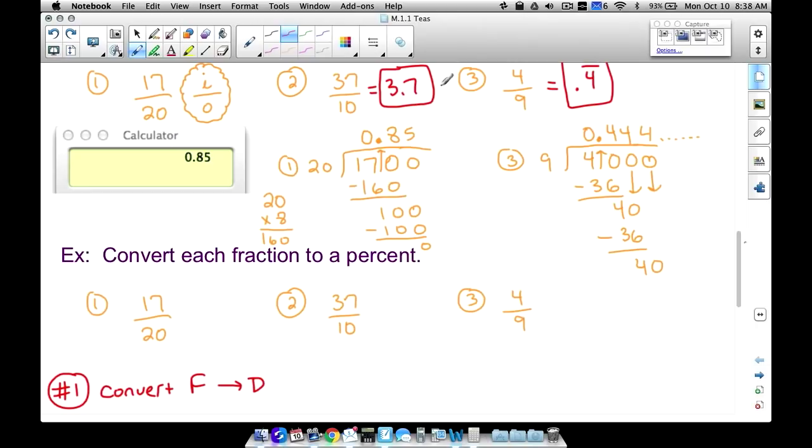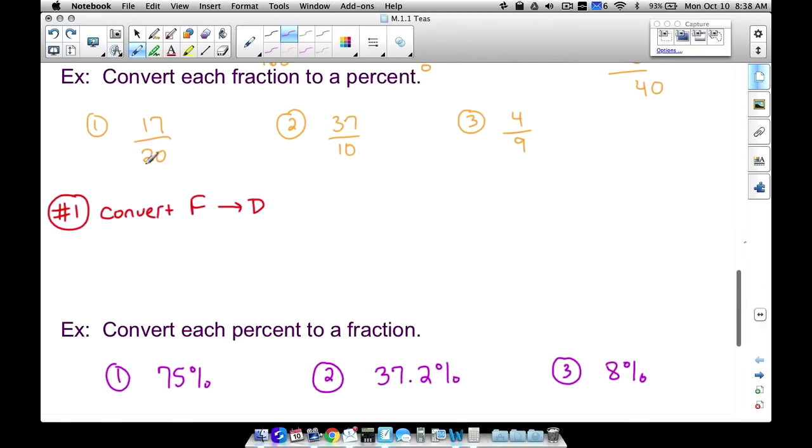So these decimals are what I'm talking about, these answers that we got up here. Number 1 is going to be 0.85. Number 2, we already got these answers, 37 divided by 10, that is going to be 3.7. And number 3, when we did 4 divided by 9, that was 0.444... Okay, now I know I put a bar over it a while ago, but trust me, I've got a reason for writing out a few of these 4s here. So that's step number 1.